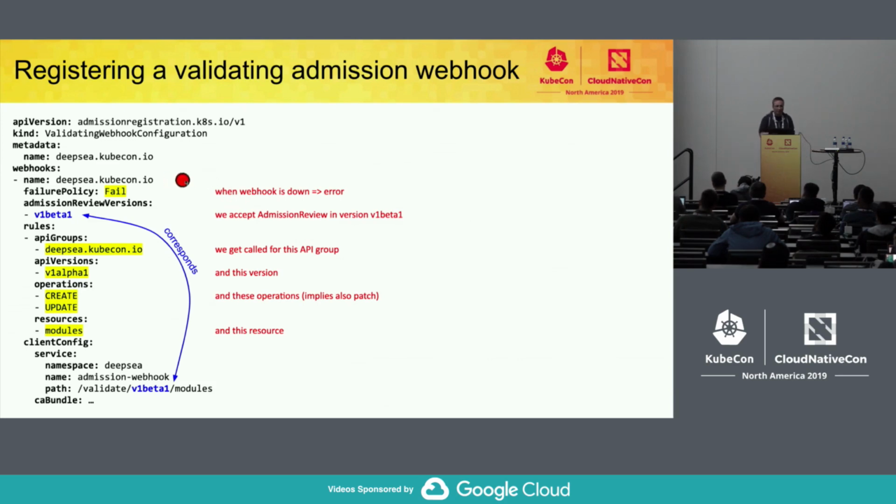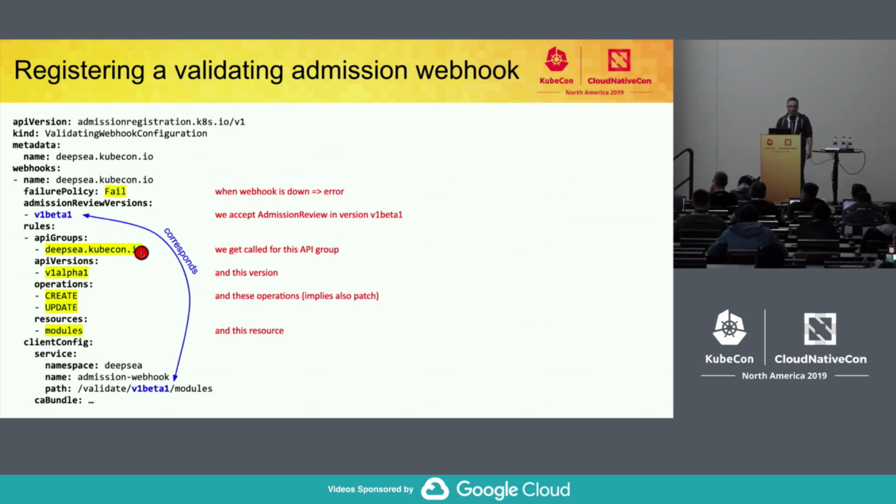We give it a nice name, deep C, KubeCon IO. Very important is the failure policy. When our webhook doesn't work, like the pod goes down or the network goes down, we want to fail. We can also fail open on errors here. I think ignore is the keyword. If you put ignore here, it will try to call the webhook. If it gets a response, it will be followed, but if the webhook is gone, down, or there's a network error, it doesn't matter. But we want to fail here. So this is very, very important.